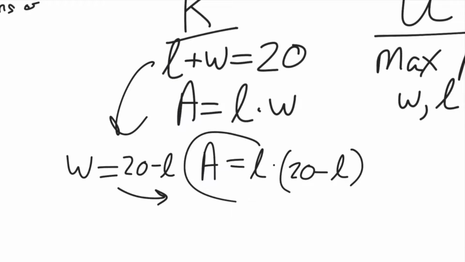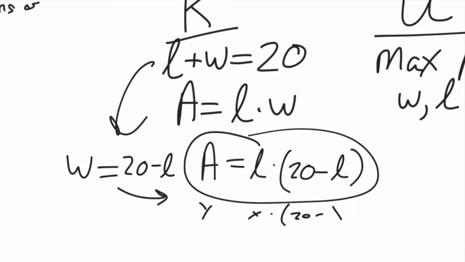All of a sudden, this is a function that we can graph. It's got one variable here. This is like the y, and then you've got x, and then times 20 minus x. You could graph this if you wanted to on Desmos. And in fact, we will. This is what we're going to maximize. This is a function that is maximizable, and you can find the maximal area.